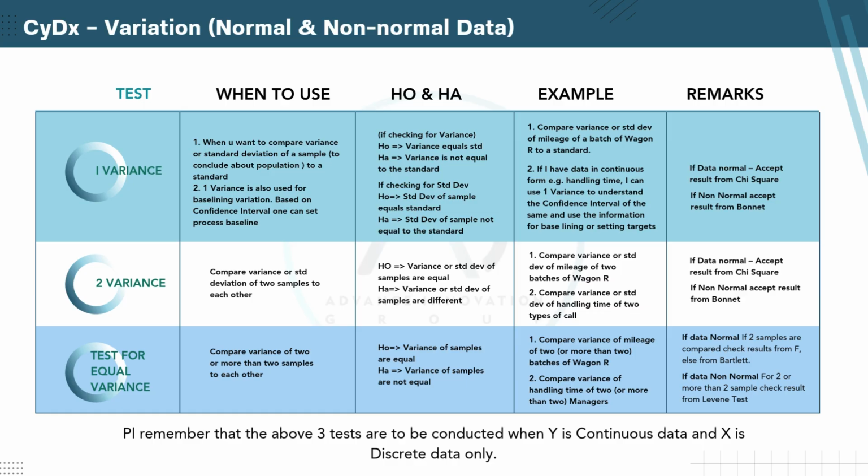Final note, bottom of slide. Make sure these tests are only used when Y is continuous, like mileage, time, weight. X is discrete, like category, manager name, batch, number. These tests help validate consistency and identify if your process variability is under control or needs attention, which is critical for any data-driven improvement.